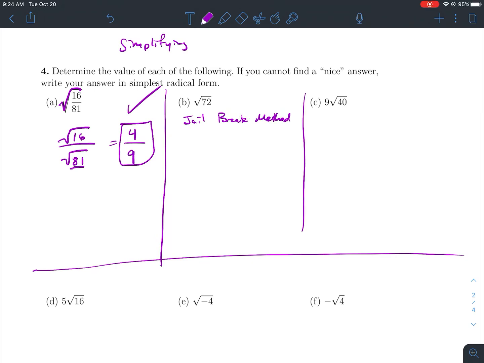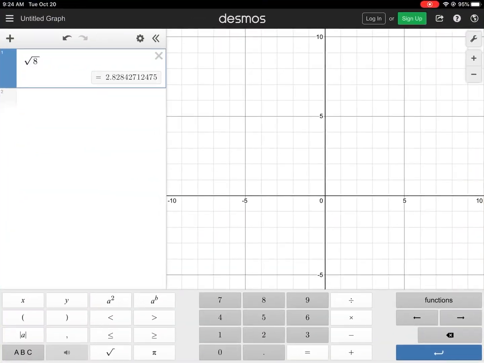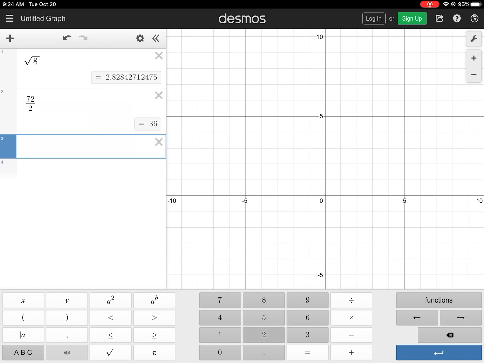So for the jailbreak method, what we're going to do is break 72 down into all of its factors. So you can create a little factor tree, and we're trying to think, well, what numbers multiply to make 72? What numbers divide 72 nicely? And your answers might be different than mine, but I see that it's even. So for me, that's immediately 2. Then I pop over to my calculator. I'm going to see 72 divided by 2. Okay, well, that's 36. So 2 times 36, yeah, that is 72.